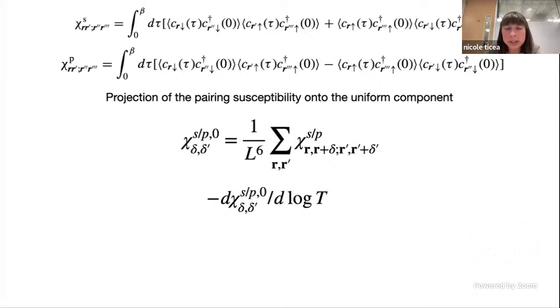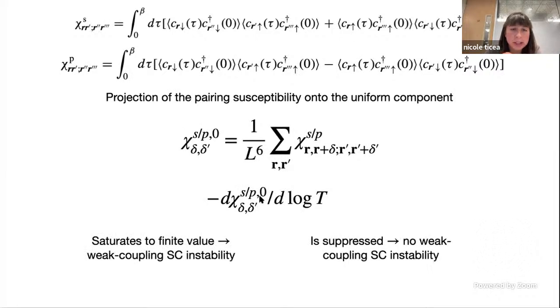What we're really interested in is how this quantity scales with temperature, or more accurately, the logarithm of the temperature. So if this d chi / d ln T quantity saturates to a finite value, this signifies a weak coupling superconducting instability, the Cooper logarithm. And conversely, if this quantity goes to 0, there is no weak coupling instability.